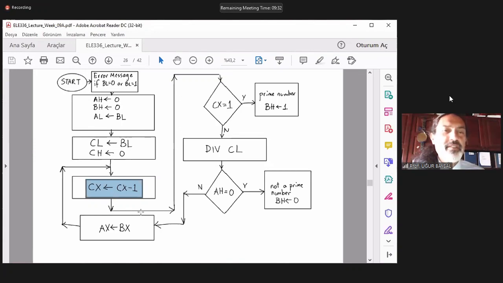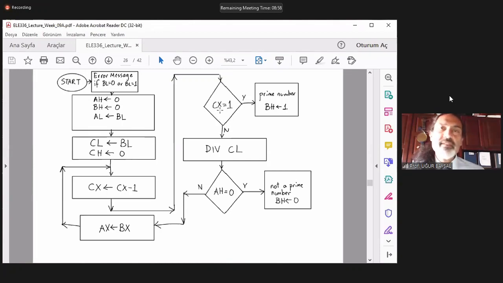Now the counter is set, and through the arrows, we check whether the counter reaches 1, which is the last item. If it's 1, then all the checks are complete. That means we got down to 1 and we could not find a zero remainder. So that's a prime number. If the counter is 1, that means we have found no numbers which can divide that given number.